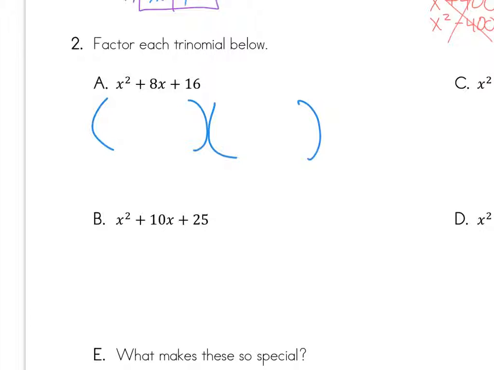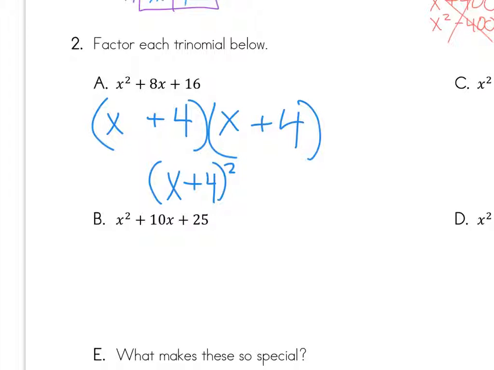So remember to get the x squared, that would be x times x. And since I found 4, we're going to place those in there. Well, that's kind of cool. We could always rewrite that as x plus 4 all squared if we really wanted to.